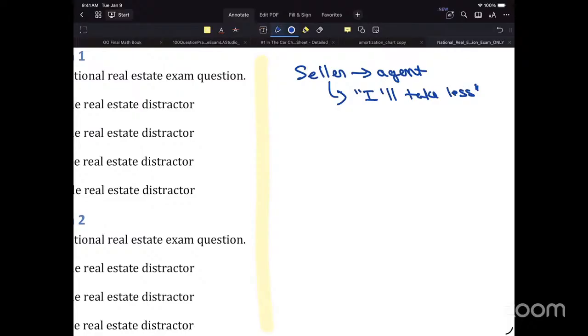Let me read it one more time. A seller tells her agent, I'll take less if I had to, but don't tell the buyer. The agent must: A, share the information to help the buyer negotiate. B, keep the information confidential. C, put it in the MLS. Or D, disclose it only if asked.